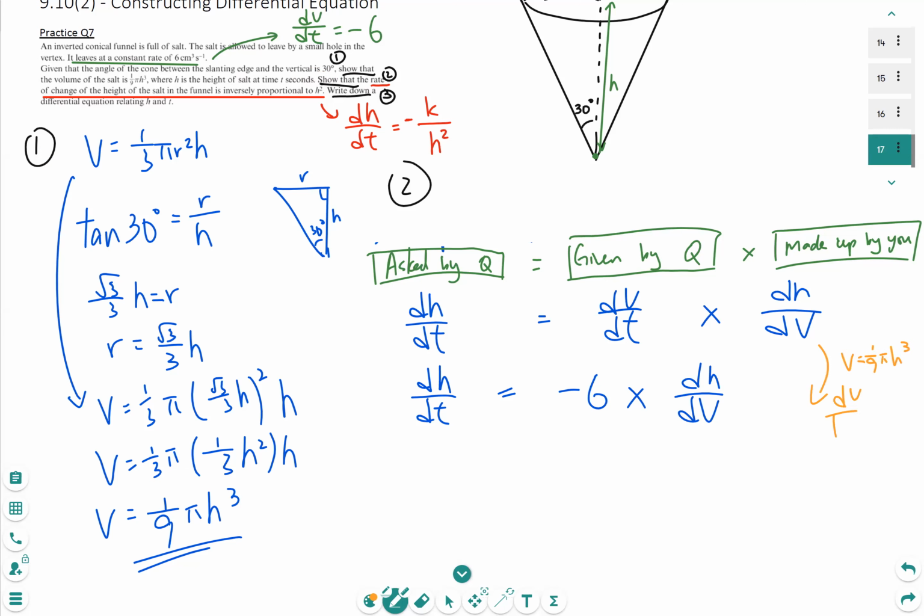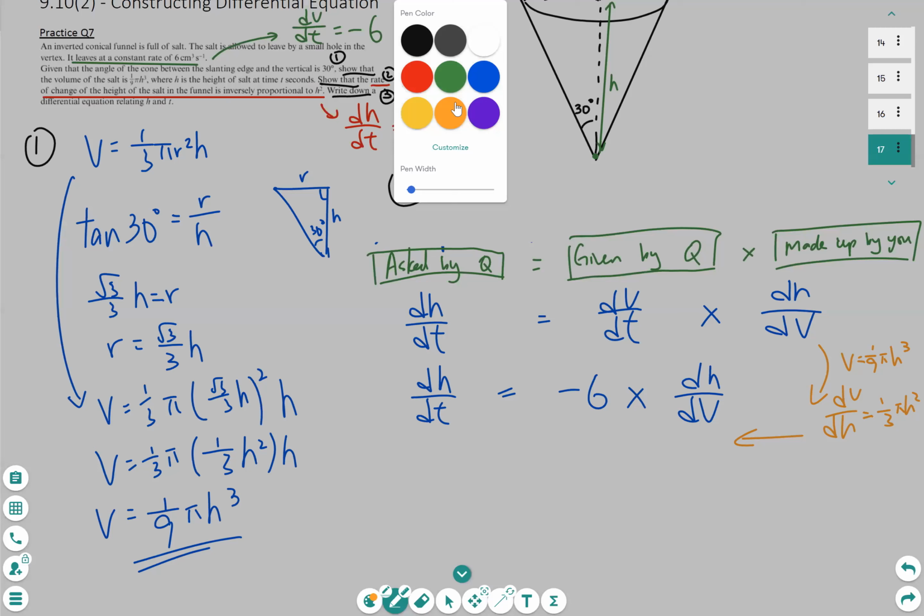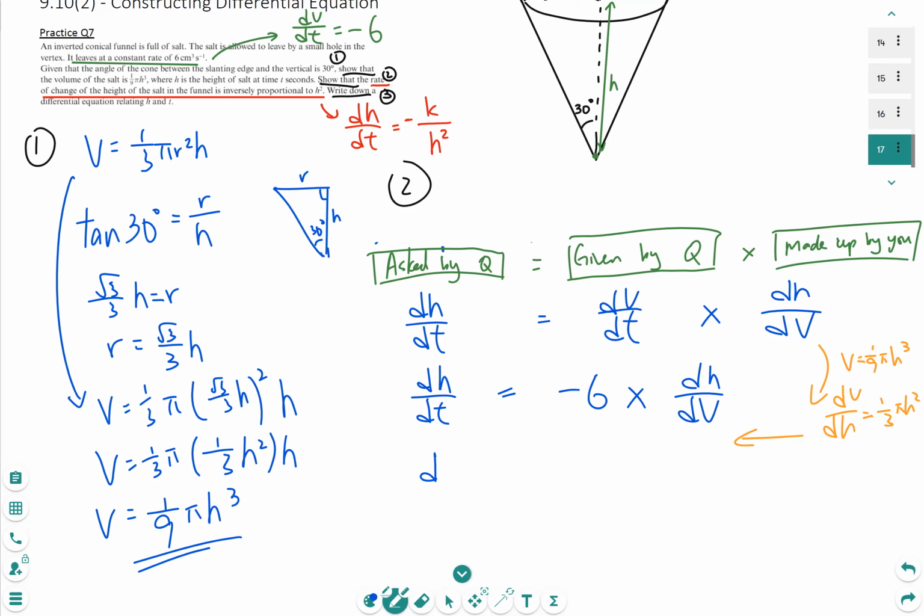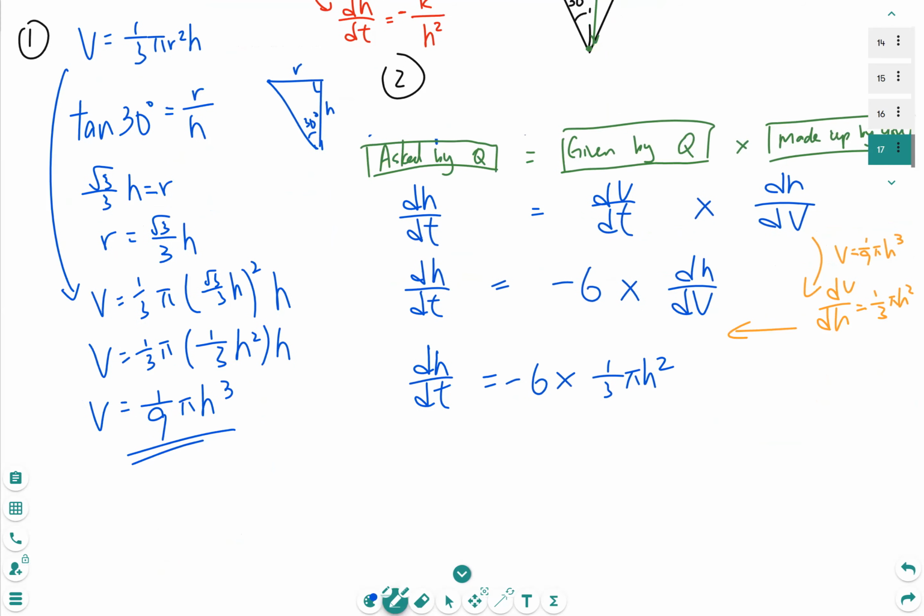So dv by dh, differentiate that. Bring the 3 down, is 1/3 pi h squared. Power goes down by 1. So we can sub it in. So dh by dt equals -6 times 1/3 pi h squared. 1/3 times -6 is -2, so -2 pi h squared.